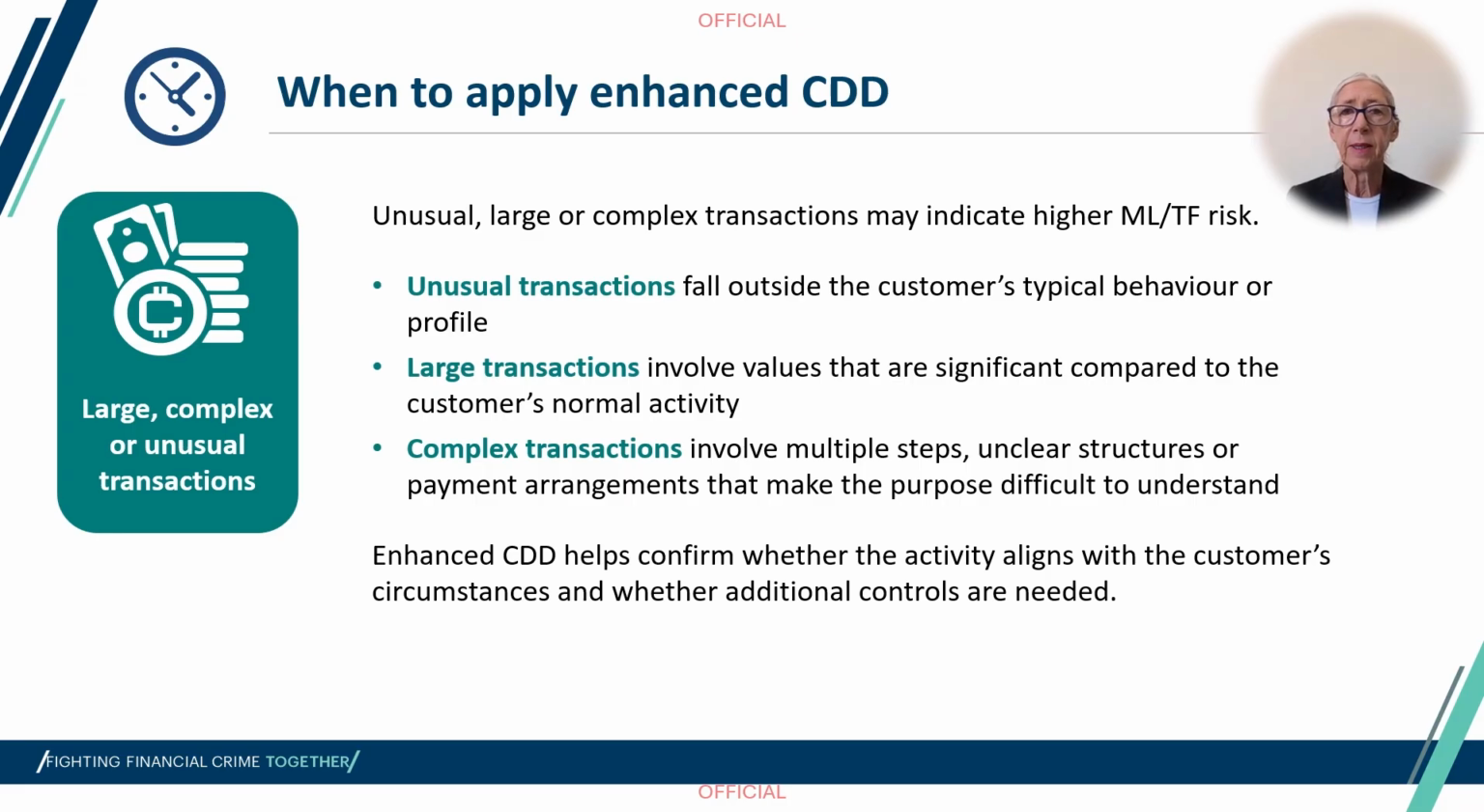This arrangement is complex and doesn't align with what the agency knows about the customer's stated business activities. As part of enhanced CDD, the agency identifies and verifies the third party involved, confirms the purpose of the payment arrangement, and assesses whether the transaction restructure represents a higher MLTF risk. The agency uses this information to decide whether additional controls are needed before continuing with the transaction.